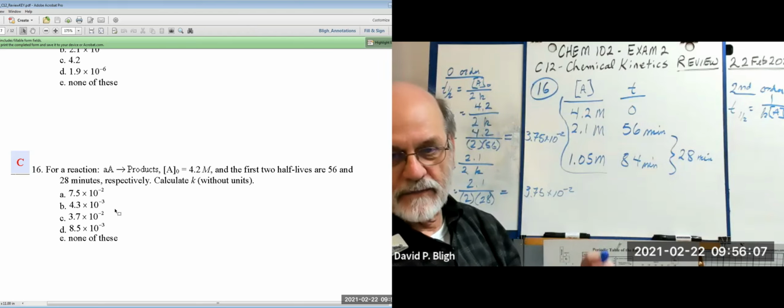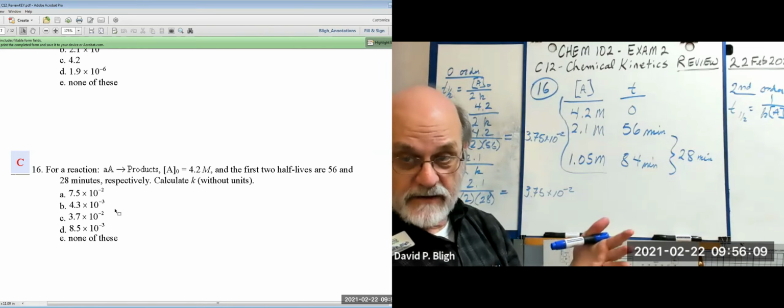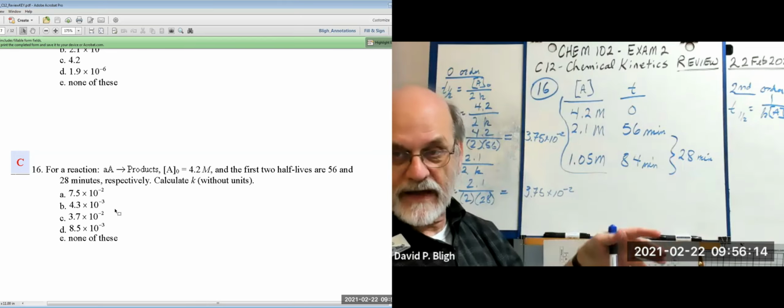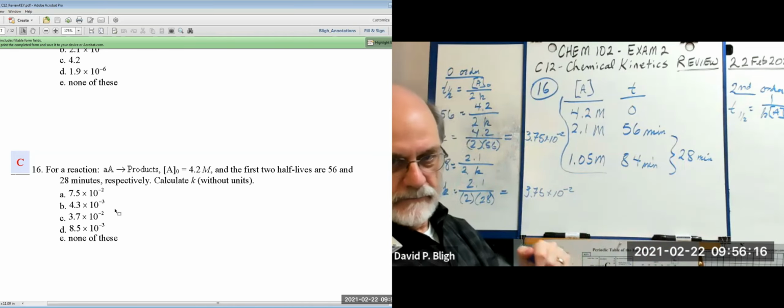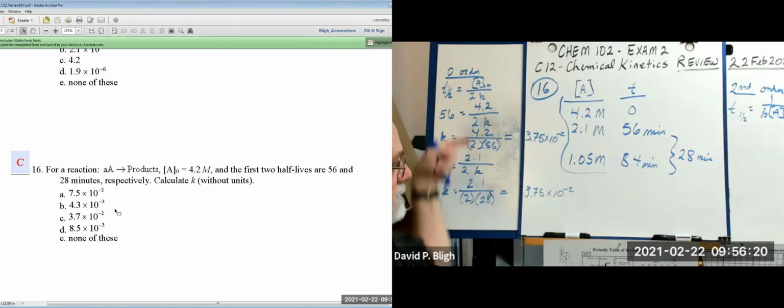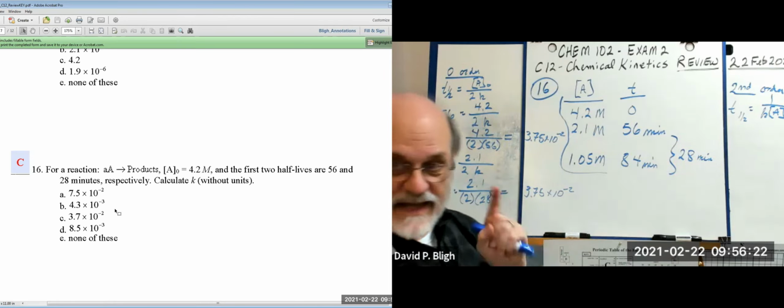And we can save time. And that's what you'd want to do on a test. I mean, once you got the right answer, just stop. Pick the right answer and move on. But that's the basic reasoning. The K is the same under both situations if it's zero order.